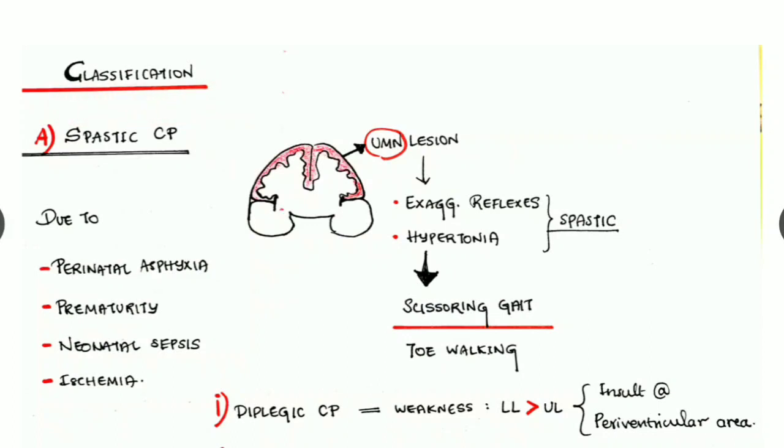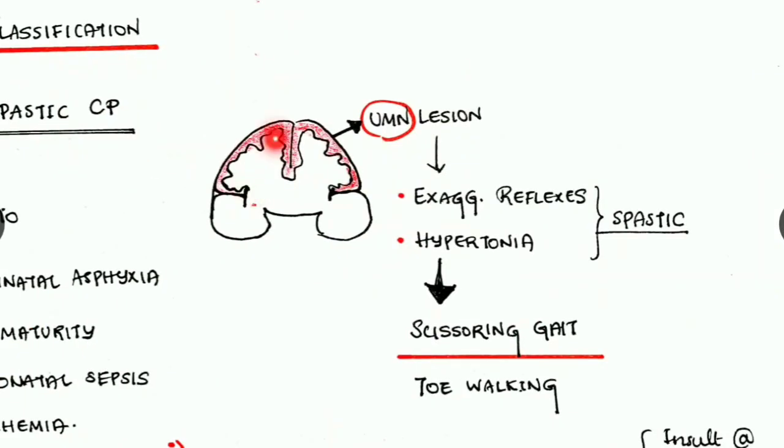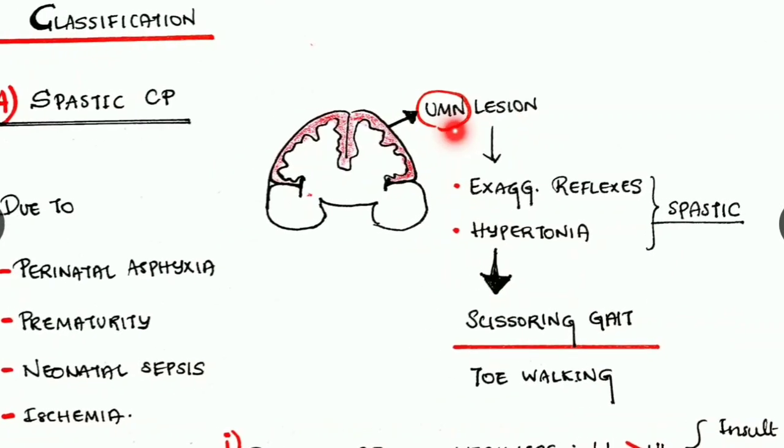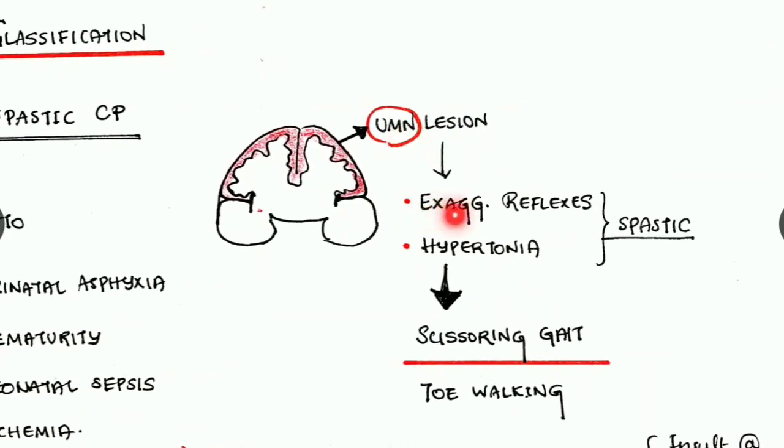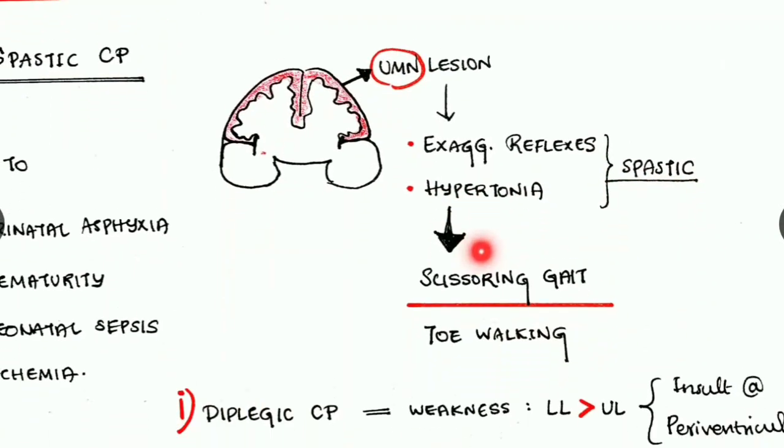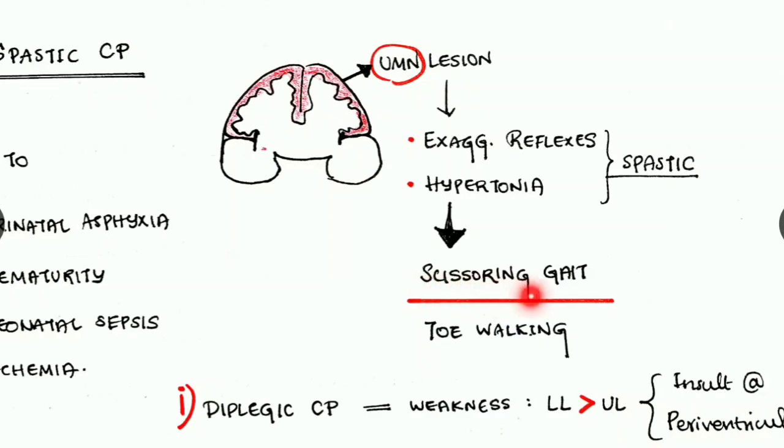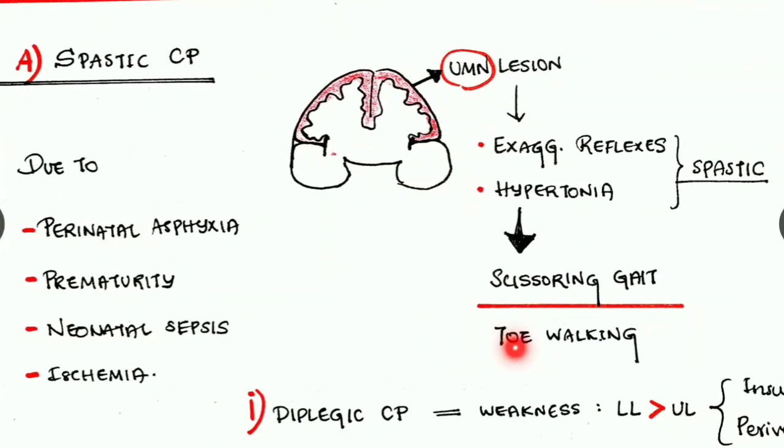Next, we have to see the classification of cerebral palsy. Mainly, there are four types. The first one is spastic cerebral palsy. Here, the lesion is in the cerebral cortex and it is an UMN lesion. According to the UMN lesion, there are exaggerated reflexes and hypertonia, and that results in this spasticity. This hypertonia results in scissoring gait and toe walking.